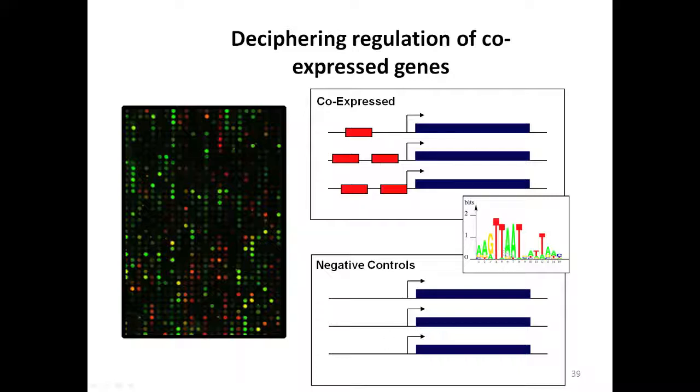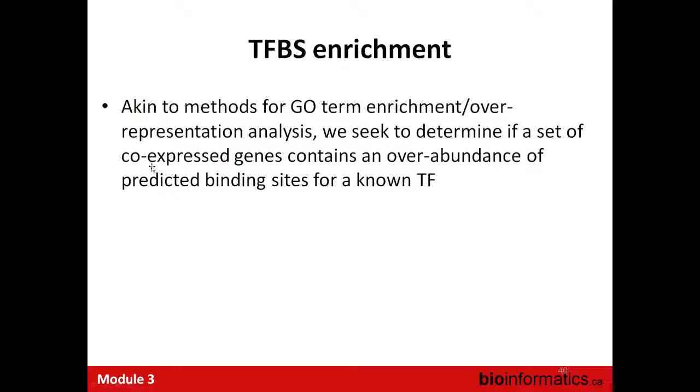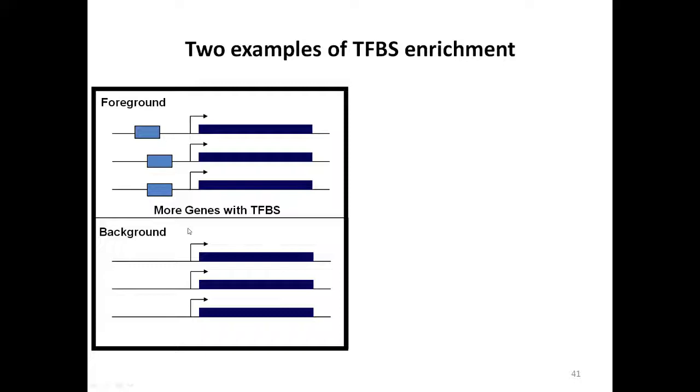But a simpler way is to look at the set of binding motifs that we already have in JASPAR and to scan both of these sets with JASPAR using software like MEME. All right. So this is in some ways very similar to looking for GO term enrichment. Did you guys talk about GO term enrichment earlier today? Okay. So it's similar to that, but instead of looking for a particular GO term, you are looking for a particular transcription factor binding motif that occurs over and over again.